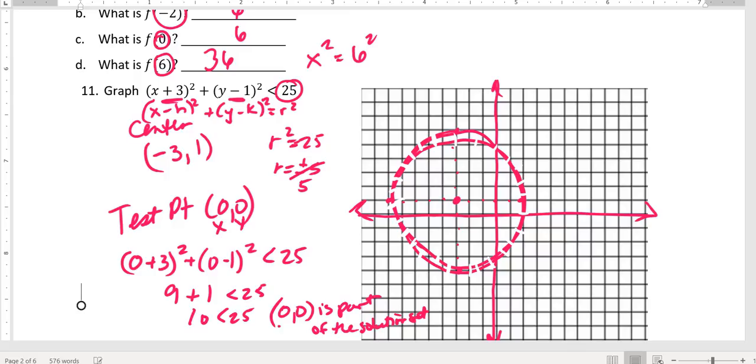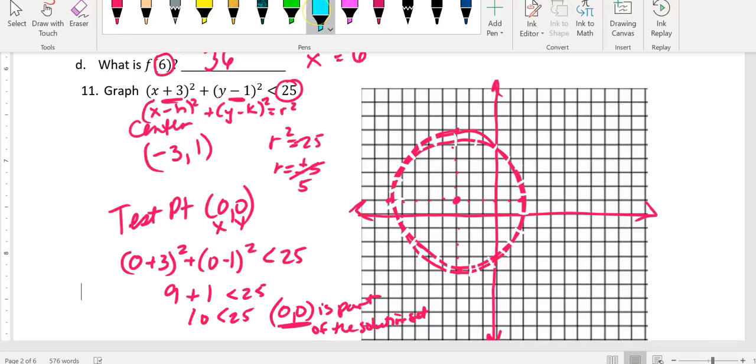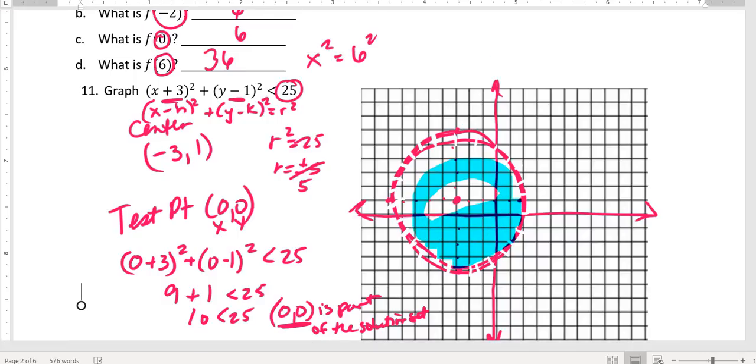And since it is, that means that 0, 0 is part of the solution. So if it is part of the solution, then we're going to shade wherever 0, 0 is. If it weren't, we'd shade to the other side. That means we're going to shade this side.